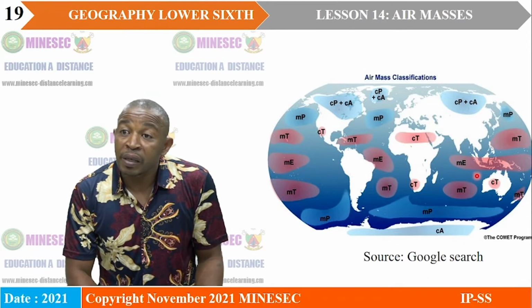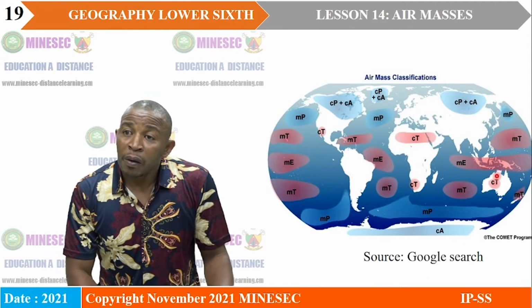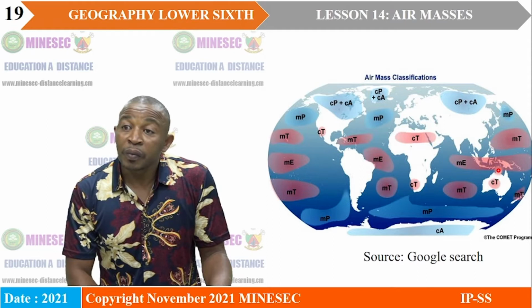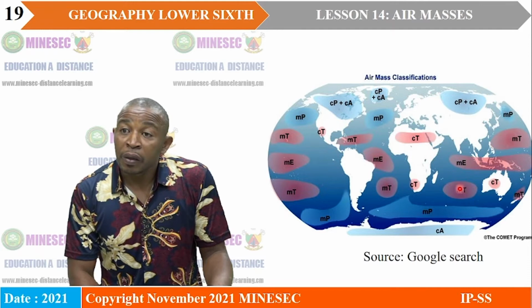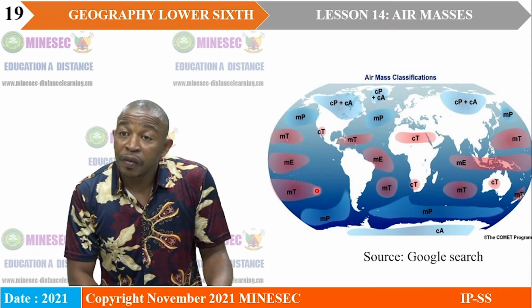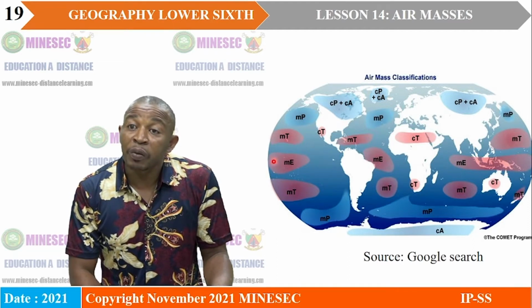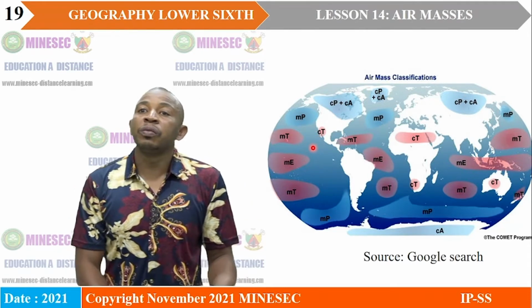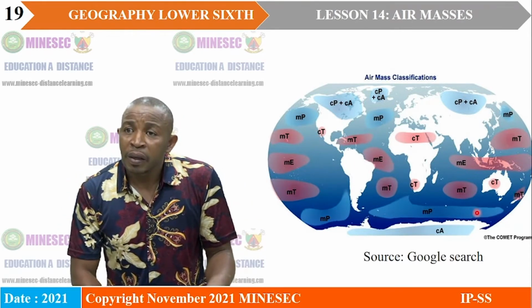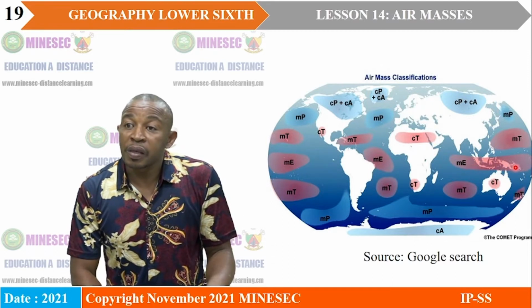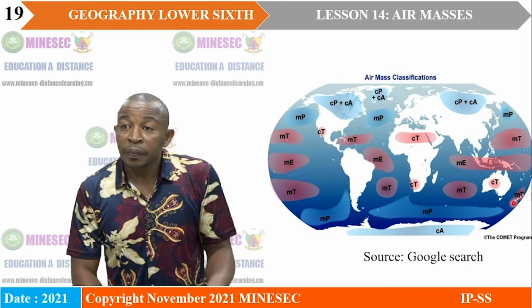Now around Southeast Asia, around here, we also realize that we have the maritime equatorial here. Then, south here in the Pacific Ocean, we have maritime tropical, maritime equatorial, maritime tropical as well. Then, this is around the Indian Ocean. Here, we have the maritime tropical. Of course, Southeast Asia, maritime equatorial.